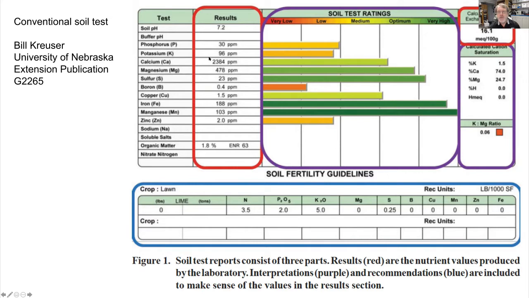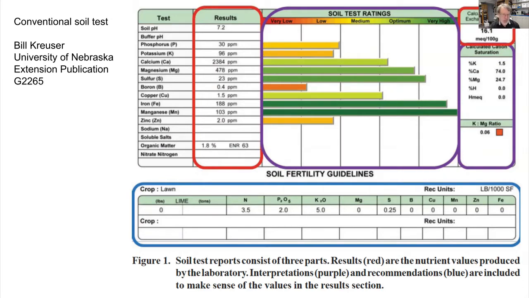So you have these guidelines, which are low or medium or optimum or very high, and it doesn't really tell you how to make a recommendation. So they provide the recommendations. A lot of the soil labs will provide the recommendations on the bottom, and a lot of times over here, you will get these recommendations from fertilizer companies. They'll help the analytical labs come up with guidelines.